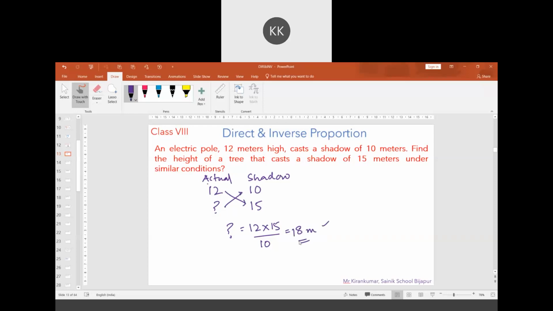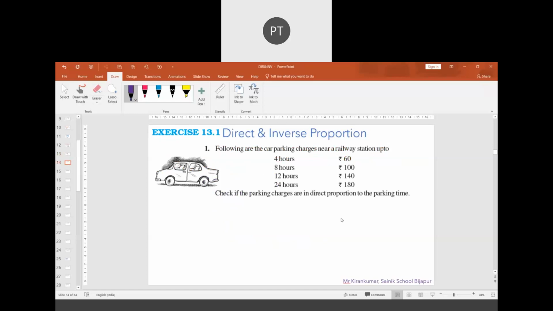So when we calculate, we get it as 18. It's very easy. Let's discuss a few questions from the exercise. This is exercise 13.1.